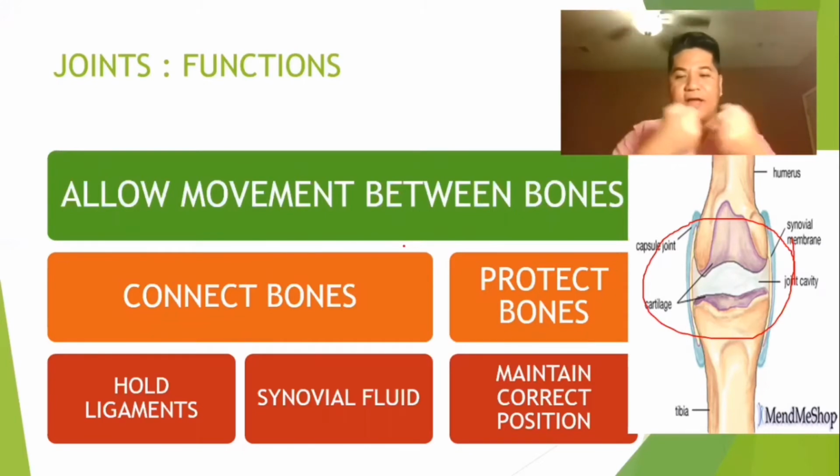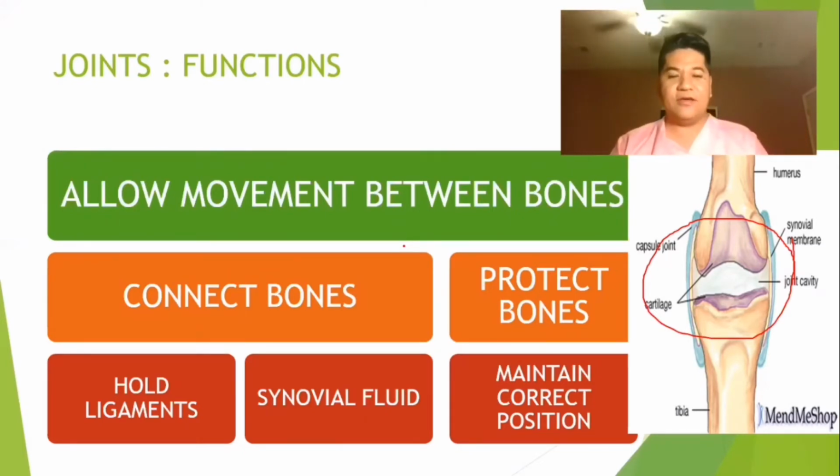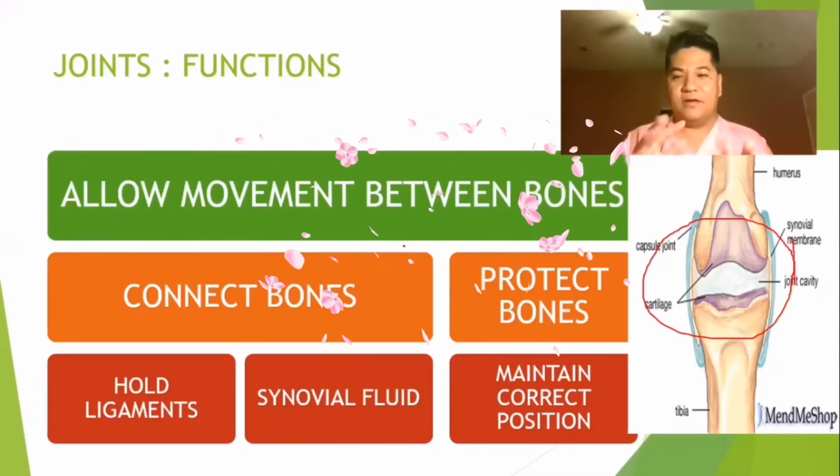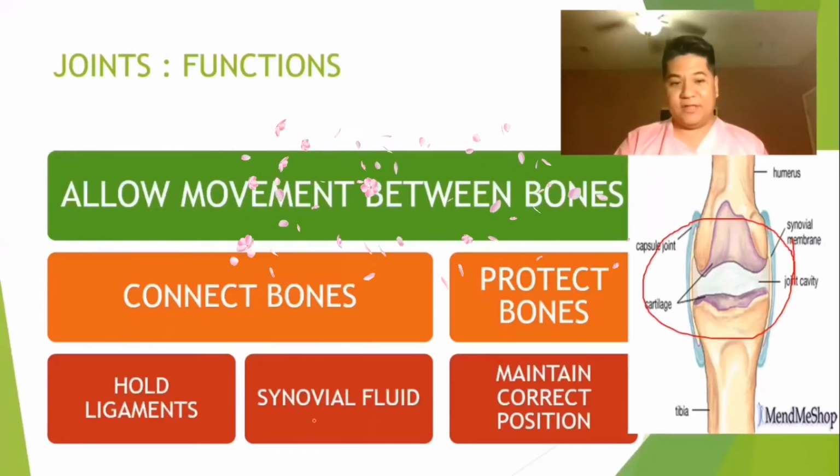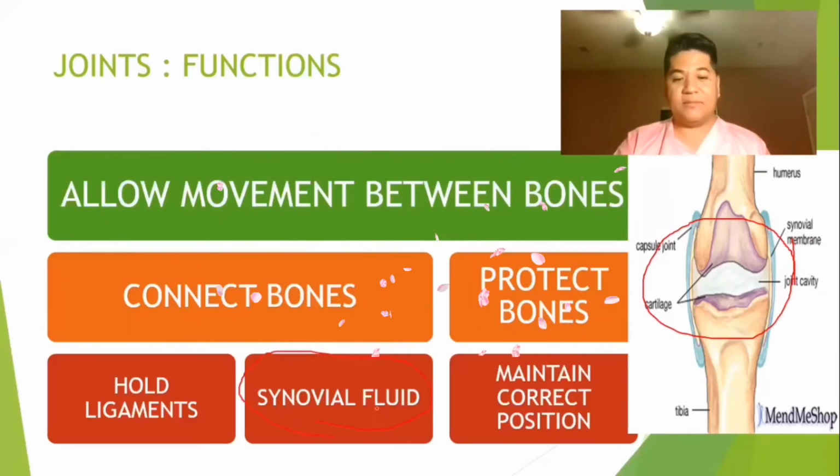It also connects bones from bone to bone. Examples are your knee joint, your metatarsal joints, the tarsal joints, the carpal joints, and everything. So even your vertebrae have joints in between. Because it has synovial fluid, that nourishes, protects, and cushions the joints in between.